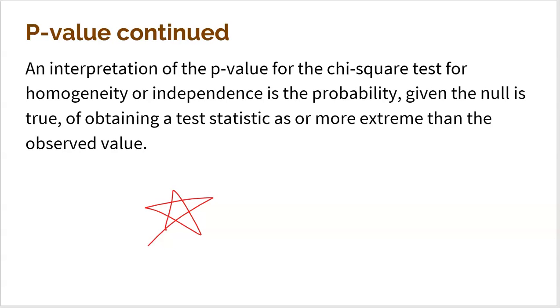A p-value for a chi-squared test for homogeneity or independence is the probability, given that the null is true, of obtaining a test statistic as or more extreme than the one you found. Again, it's basically saying, what's the probability you get a chi-squared number equal to yours or higher than the one you found? And that is the definition of a p-value.